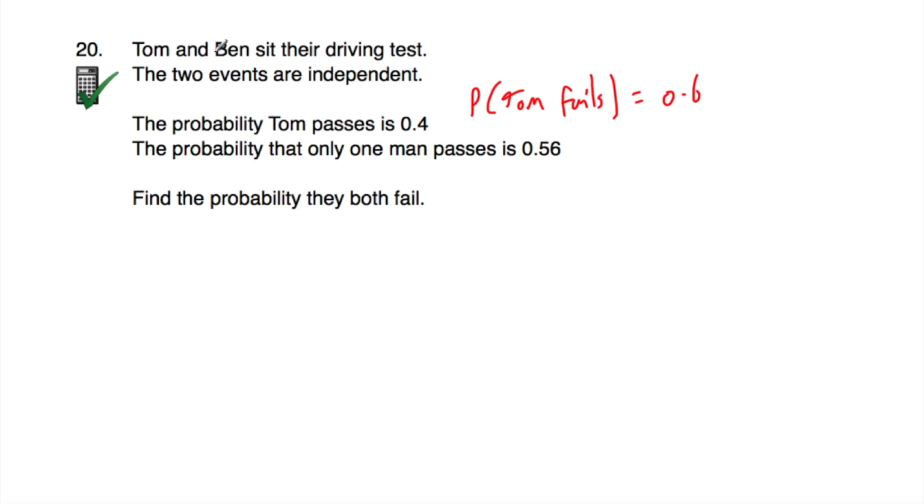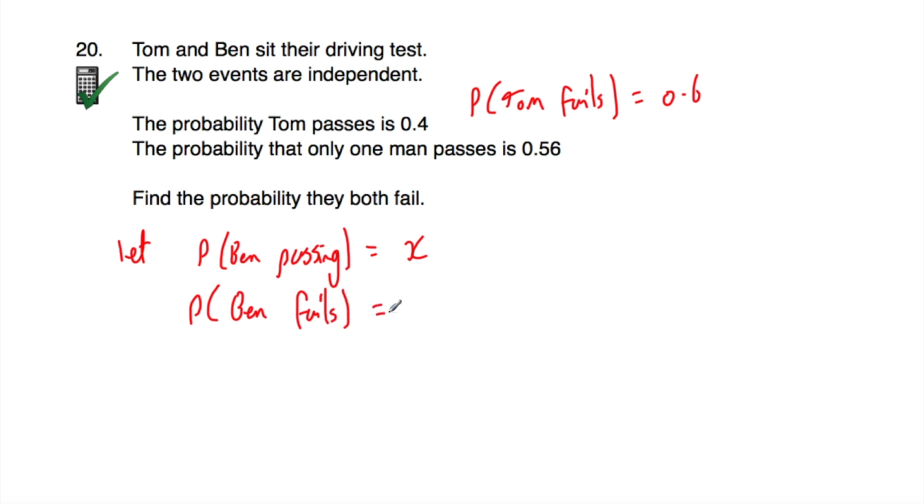So let's consider Ben for the minute. Let's let the probability of Ben passing be equal to x. That could be 0.7 or 0.2 or 0.9 and so on. And that means the probability that Ben fails would be equal to 1 take away whatever x is, like in terms of Tom, we did 1 take away 0.4.